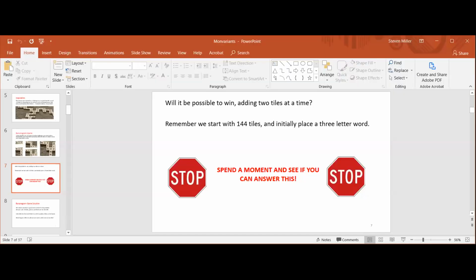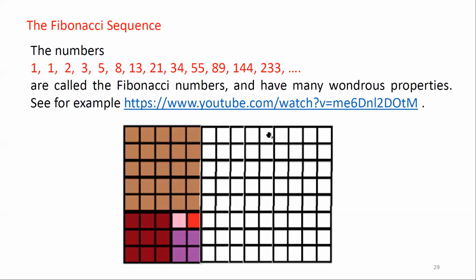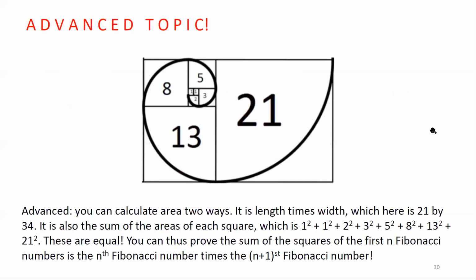So just to finish up, let's go back to the share. So what I want to do is just finish up with one last thing. So this is an advanced thing. It's the Fibonacci spiral we saw a moment ago. And there's two different ways to calculate the area. What's one way to calculate an area of a rectangle? Length times width. And so this rectangle is 21 by 34. So we could multiply 21 and 34.